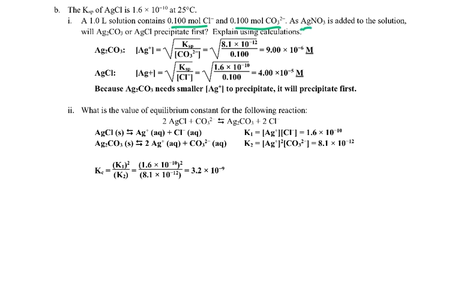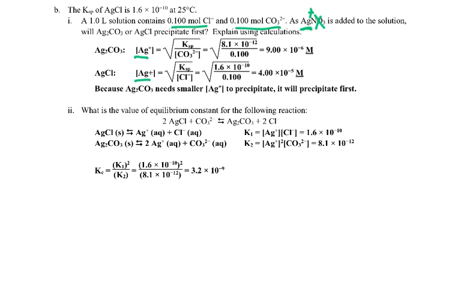So we're going to put in some silver nitrate. Again, we don't care about the nitrate, we just care about silver. Silver is added. Okay, which one is going to precipitate first? So what we need to do is calculate how much silver we need in order to get a precipitate. So we have the expression for silver carbonate and for silver chloride.